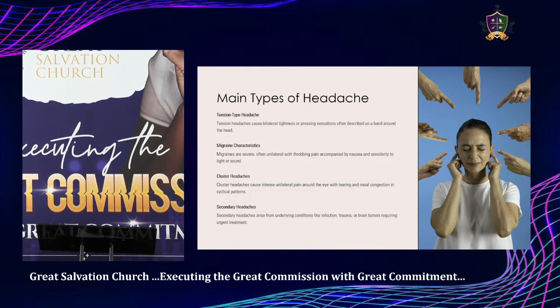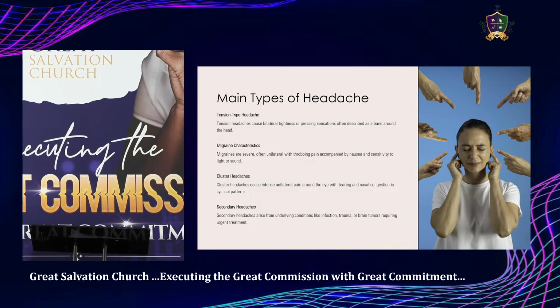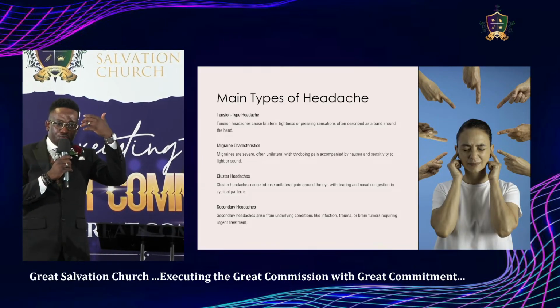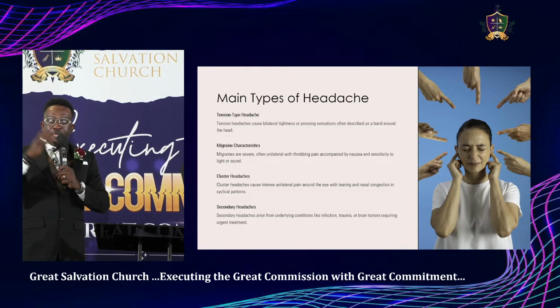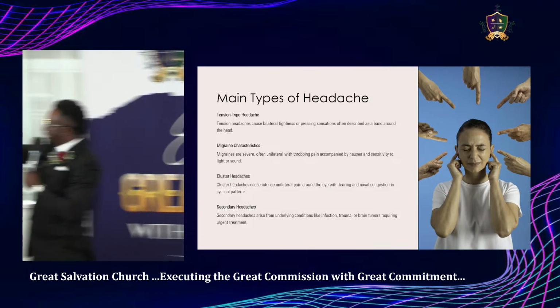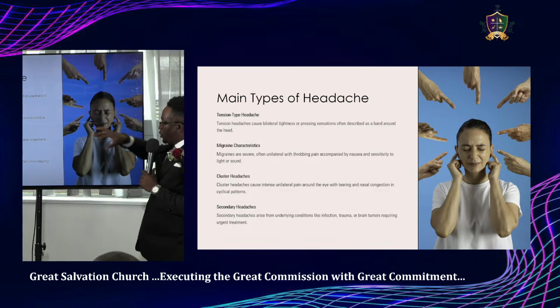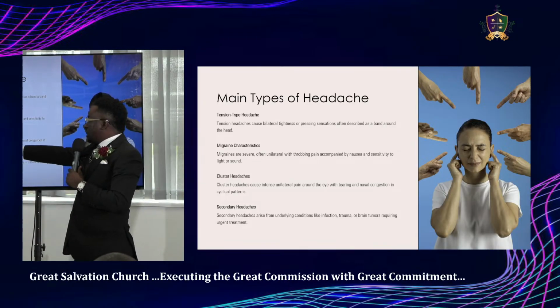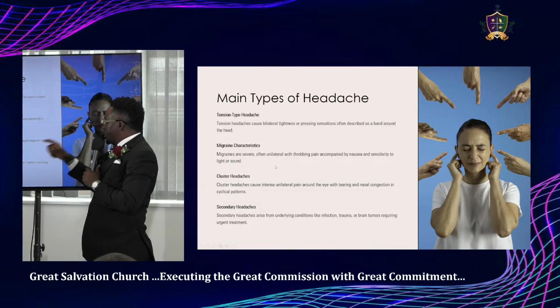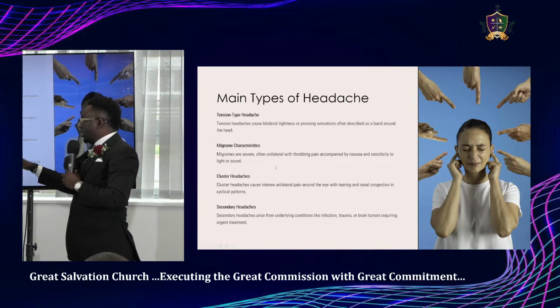Okay, so cluster headache. It's just like a pricking pain. You can't really tell by the location of the headache, it just is everywhere. It's like the person has pins all over. It causes intense unilateral pain around the eye with tearing and nasal congestion in cyclical patterns.